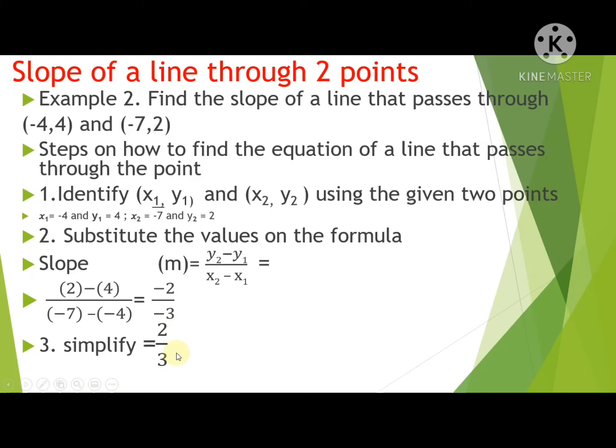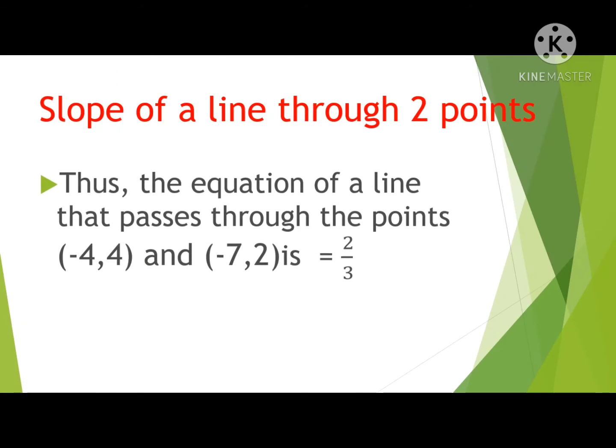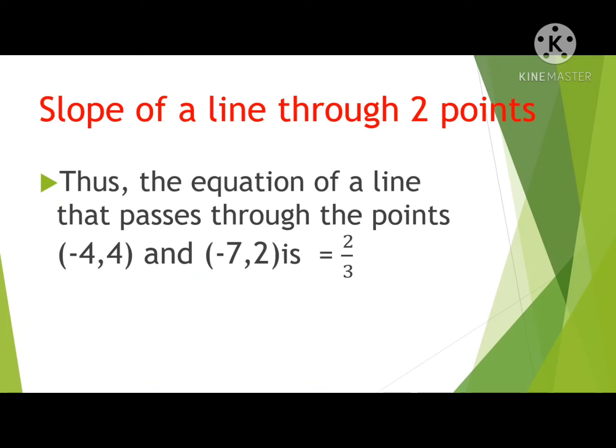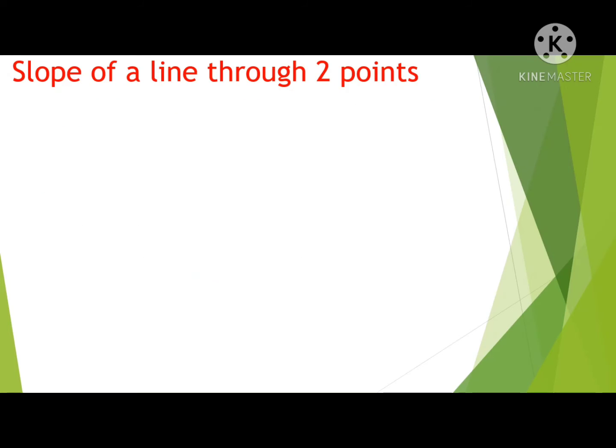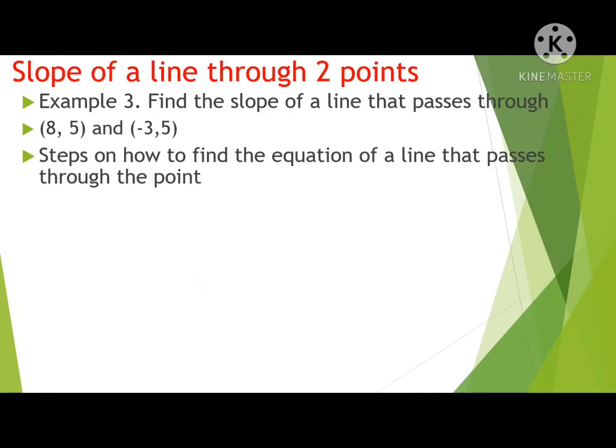Remember, we need to reduce when our final answer is a fraction, make it into reduced form. Thus, the slope of the line that passes through the points negative 4, 4 and negative 7, 2 is 2/3. Okay, number 3. Find the slope of a line that passes through 8, 5, and negative 3, 5.